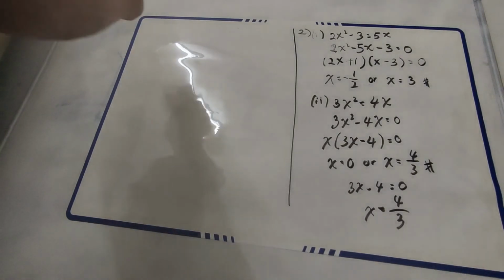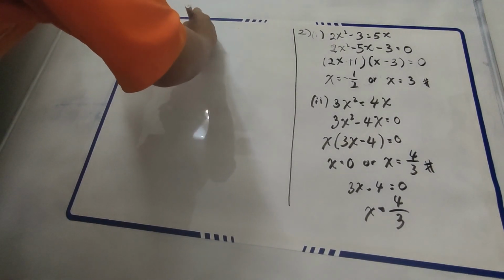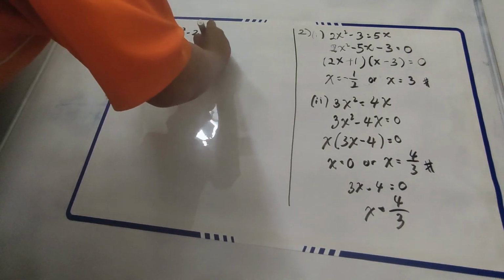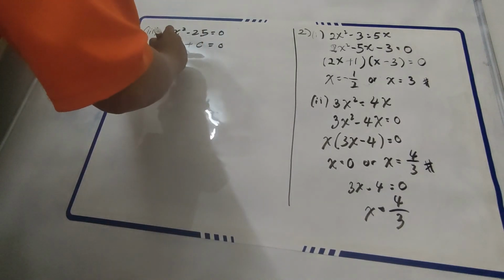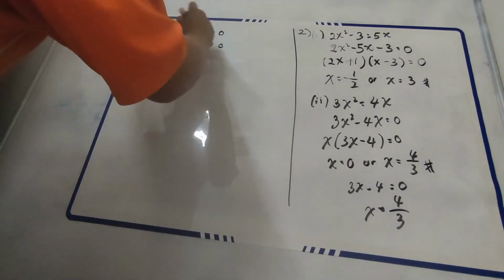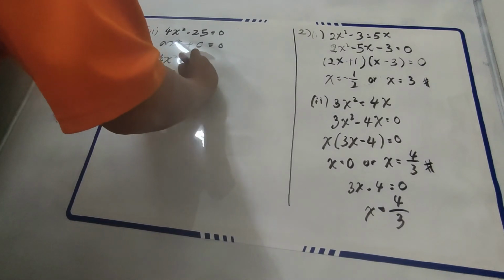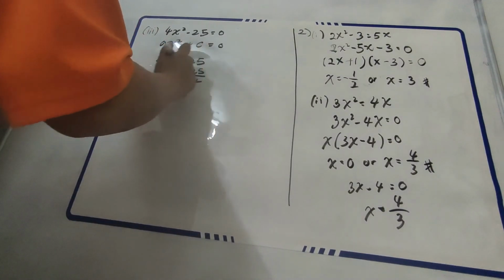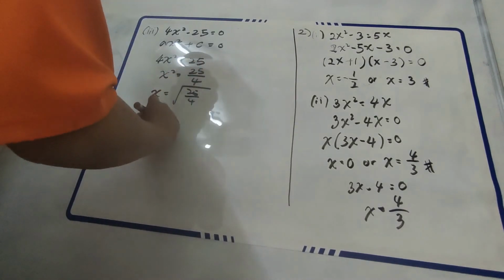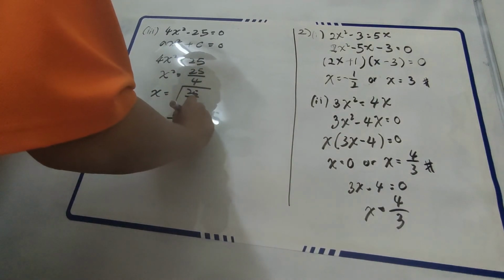But for the third part, you have a quadratic equation 4x squared minus 25 equals 0. This is in the form ax squared plus c equals 0. To solve this equation, you move the 25 to the right hand side. So x squared is 25 over 4. Then square root it: square root of 25 is 5, square root of 4 is 2. So this is the answer.